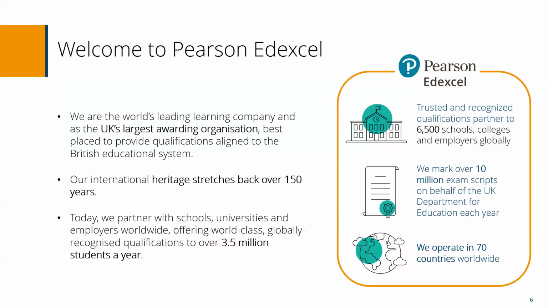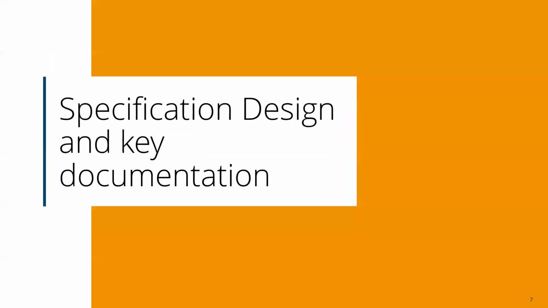So just a little bit of information about Pearson. They're obviously a huge organisation. In fact, the UK's largest awarding organisation, and they go back some 150 years. And actually, there are over 3.5 million students that are actually working on Pearson qualifications around the world. So a very big organisation, with a lot of history behind it. About 6,000 or so schools and colleges are directly involved with us in our courses. So it's a great organisation that can support you in what you are doing.